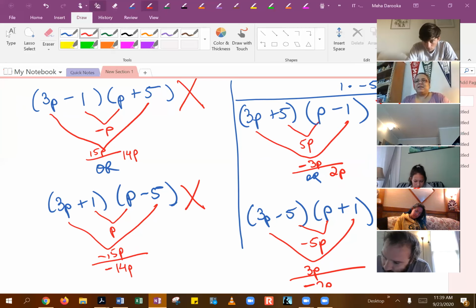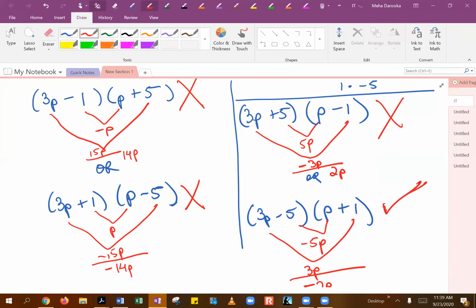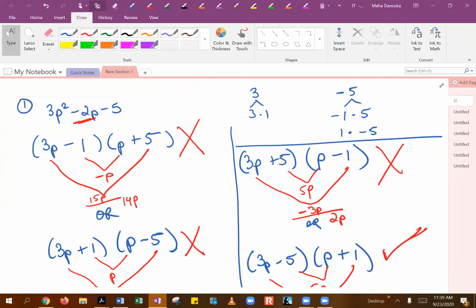And you know, if you have practiced enough, some of these you can kind of see, okay, I know if I put the 1 with the 3p, it's not going to work. So I should have the 5 combined with 3p. So that can be something you can acquire with practice.